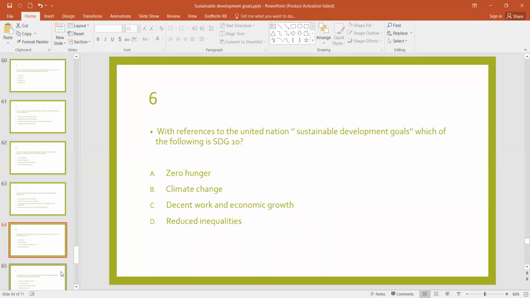With reference to the United Nations Sustainable Development Goals, which of the following is SDG number 10? Zero hunger, climate change, decent work and economic growth, reduce inequalities. D. D is the right answer, reduce inequalities. C is goal number 8.